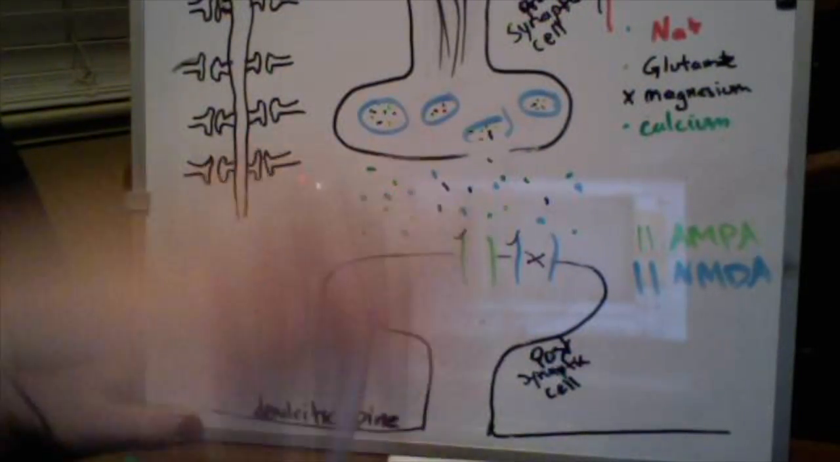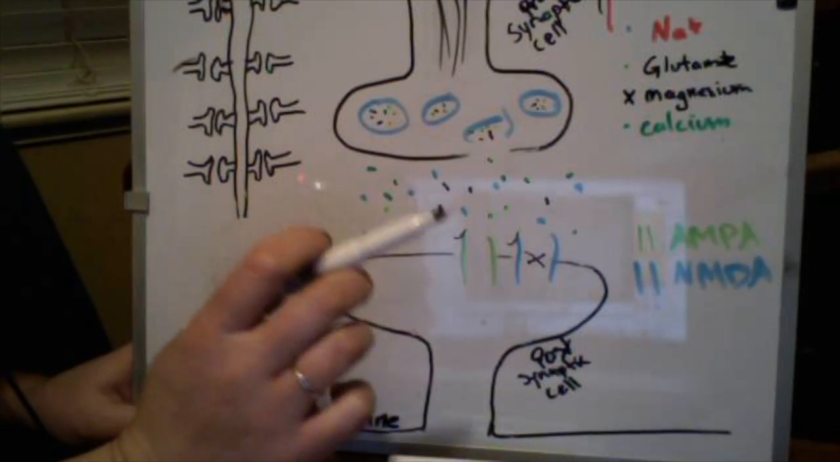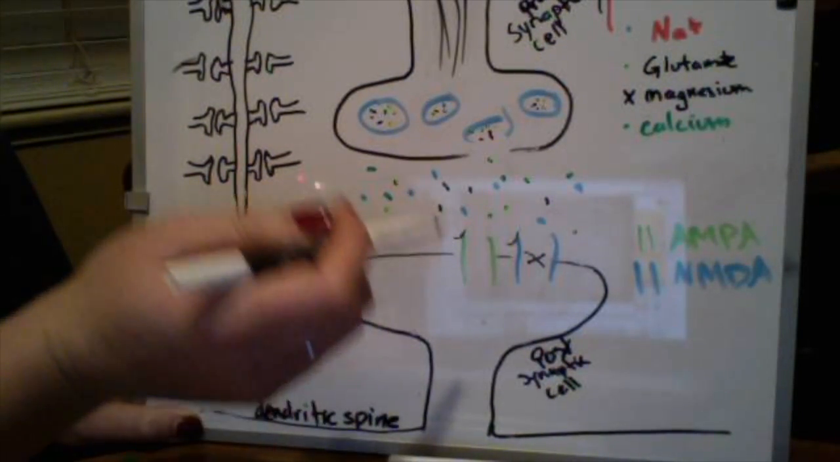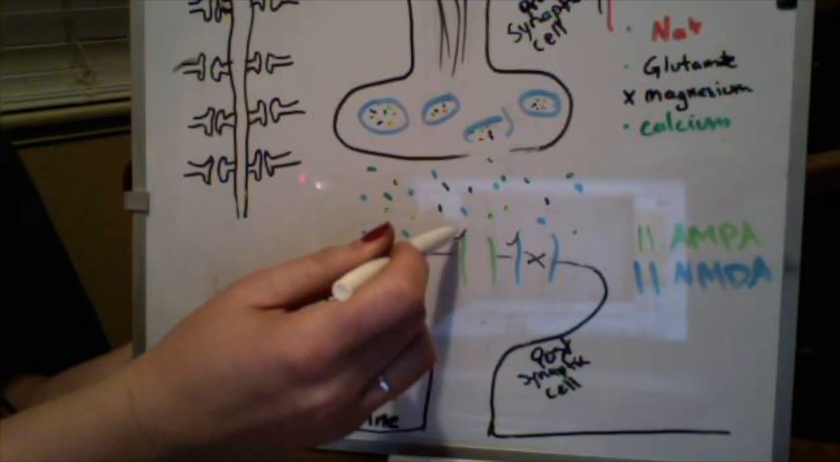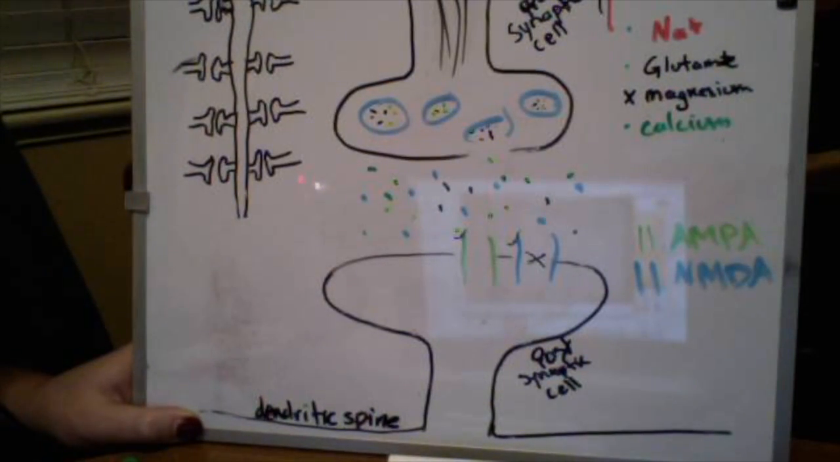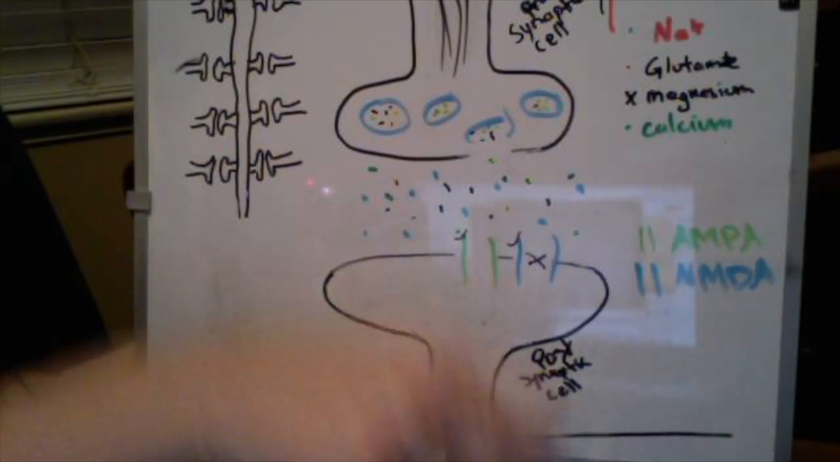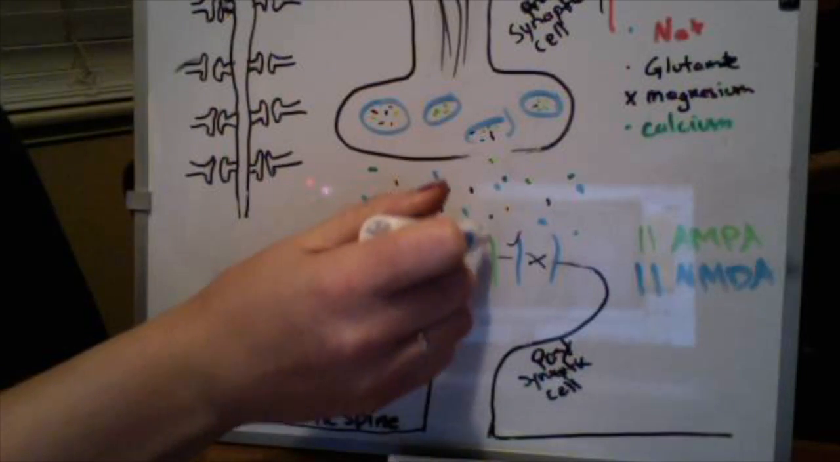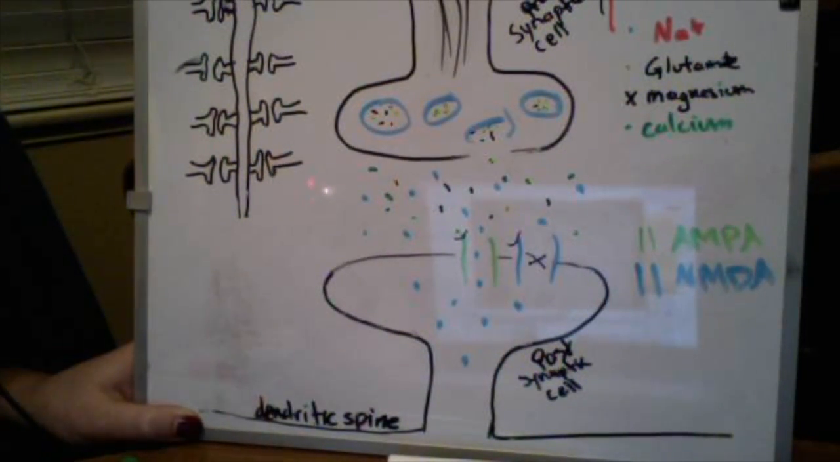So when that glutamate is released, if that neurotransmitter, which is the primary excitatory neurotransmitter, binds to one of our AMPA receptors, I only have one drawn just to make it simple, if that binds there, it allows for an inflow of sodium into the postsynaptic cell. The connection is actually still weak in this.